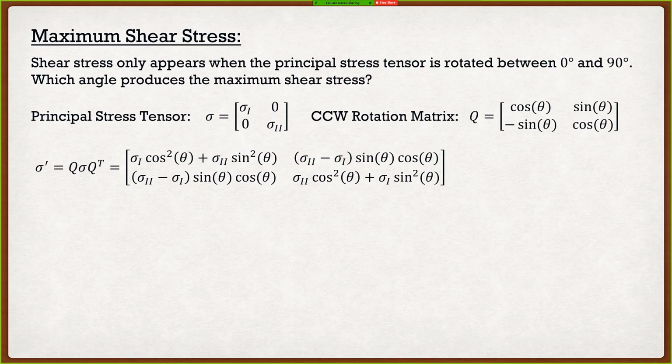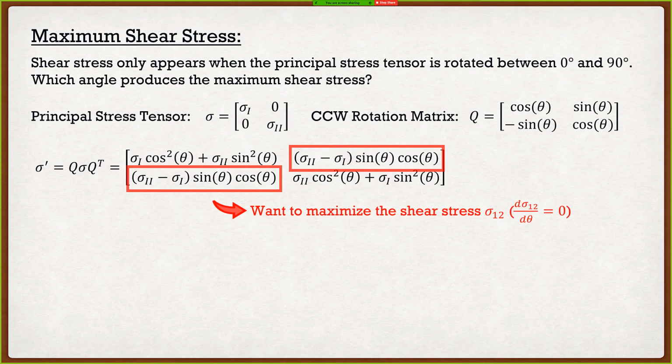Now remember that we are interested in the shear stress right here. We want to make sure that this value is a maximum. So how do we get a maximum? Well, all we need to do is take the derivative, set it equal to 0, and then solve. And it's actually that simple. So now that we have an equation for shear stress, we're going to take the derivative of it with respect to theta and set it equal to 0.